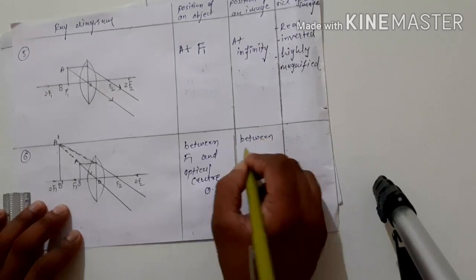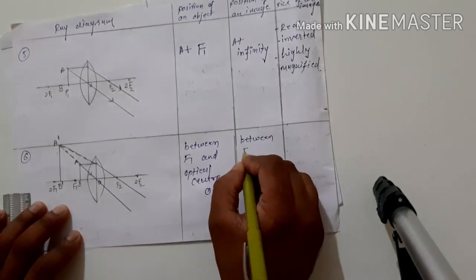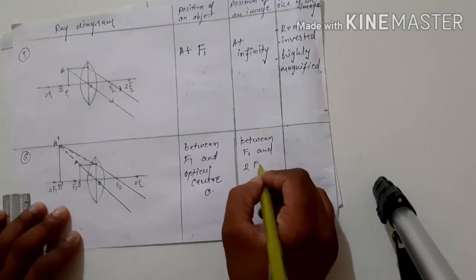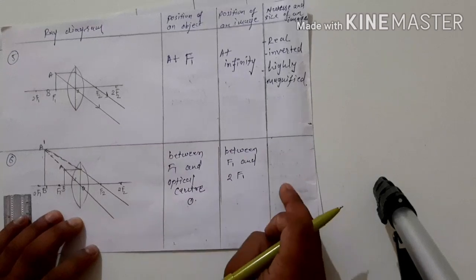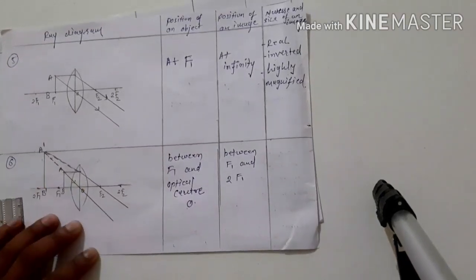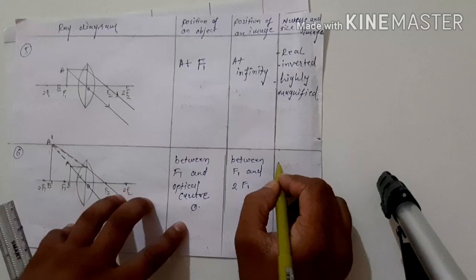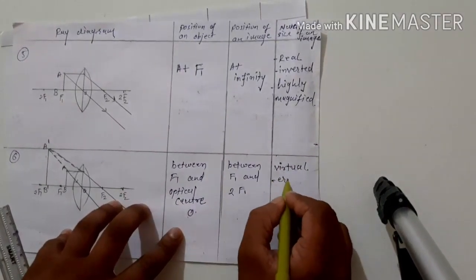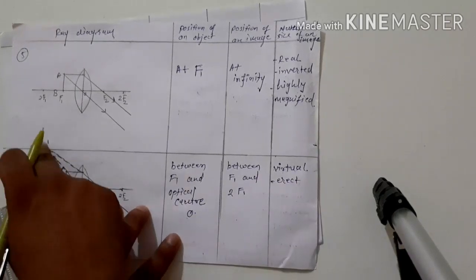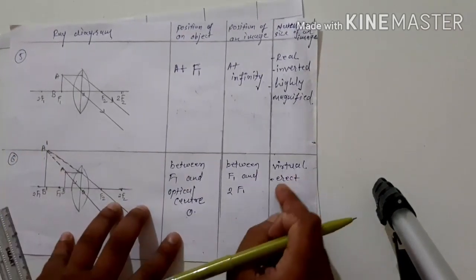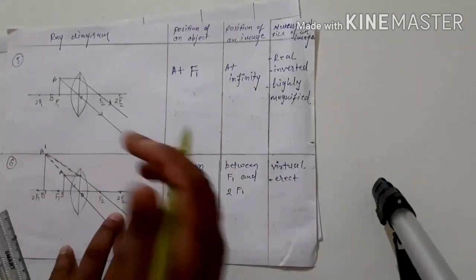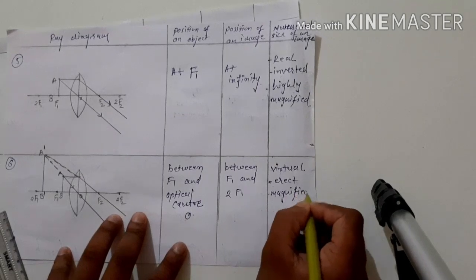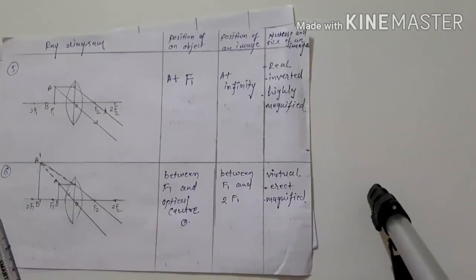So our image will be between F1 and 2F1. How is the image? Here you can see that the image is large. It is virtual because the rays do not really intersect. We have extended them backward, so it will be virtual. It is also erect, A dash B dash is erect, and it is magnified, right? So it is enlarged, so it will be magnified.